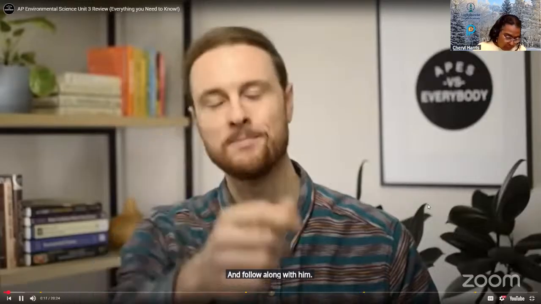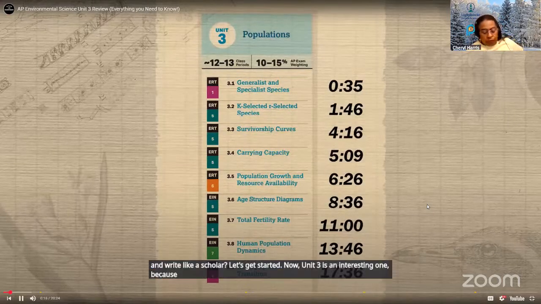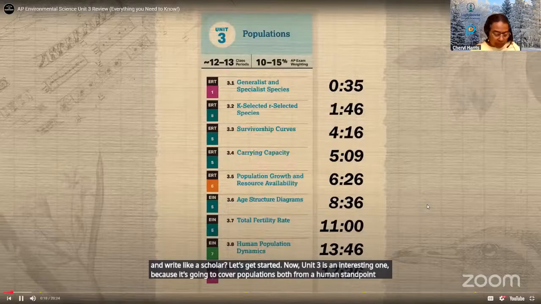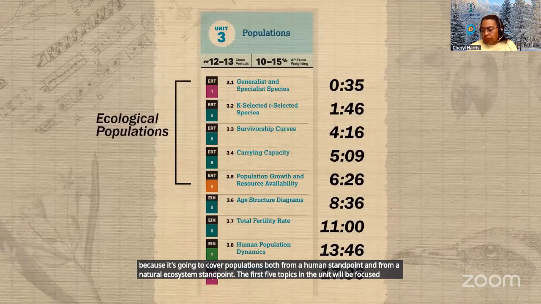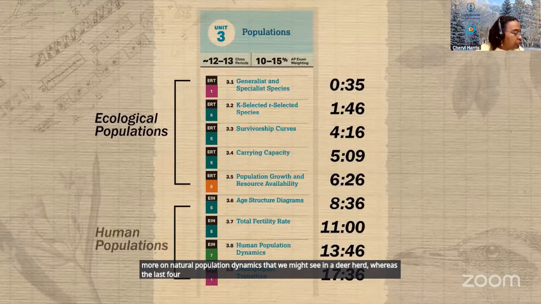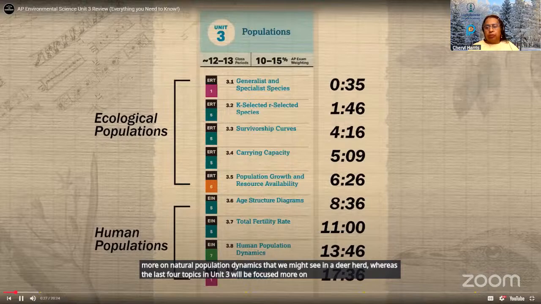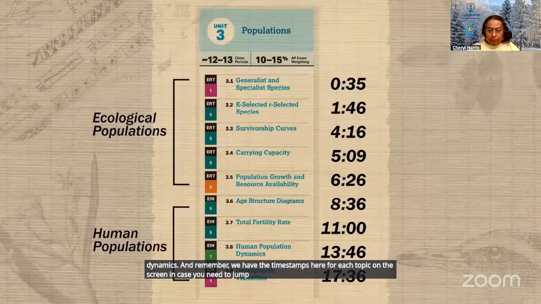and write like a scholar. Let's get started. Now, Unit 3 is an interesting one because it's going to cover populations both from a human standpoint and from a natural ecosystem standpoint. The first 5 topics in the unit will be focused more on natural population dynamics that we might see in the deer herd, whereas the last 4 topics in Unit 3 will be focused more on human population dynamics. And remember, we have the timestamps here for each topic on the screen in case you need to jump right to the topic that you need to review most.